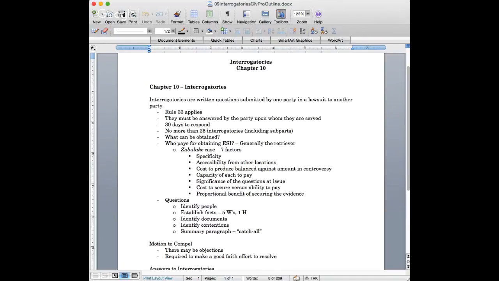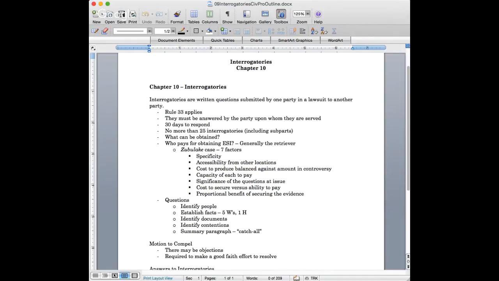The federal rules allow no more than 25 interrogatories, including subparts. It depends on the state, as states have different limits. What can you obtain? Basically, that same old discovery rule under Rule 26(b): any non-privileged relevant evidence, whether or not it's admissible in court later. So that's what interrogatories are. They're pretty broad. You can ask about anything.